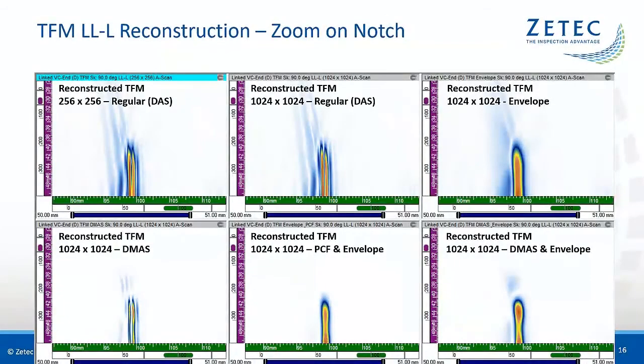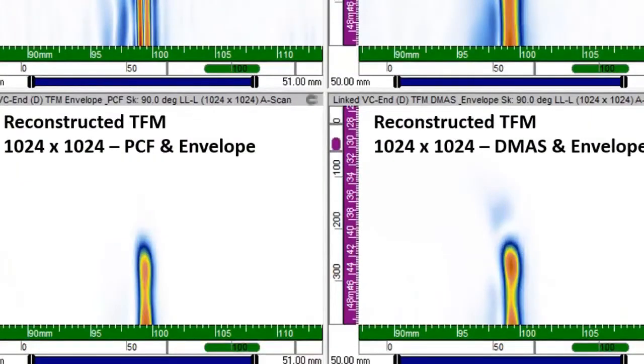And here we can see the same algorithms applied for the LL-L reconstruction of the raw FMC data of the machined notch. We previously saw that for planar flaws perpendicular to the ID surface, the LL-L wave mode provides additional information from the surface of the flaw. When looking at the images generated by the different algorithms, we can again observe that DMAS and PCF in combination with the envelope eliminate a large part of the TFM artifacts and provide a clearer image of the flaw face.